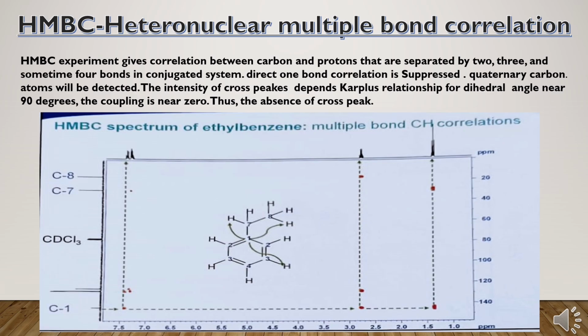Here we will see the HMBC spectrum of ethylbenzene. In this spectrum, we will clearly see that the quaternary carbon gives a third bond correlation with the C3 carbon and the C8 carbon. It will be easy to find the correlation and confirm the structure.